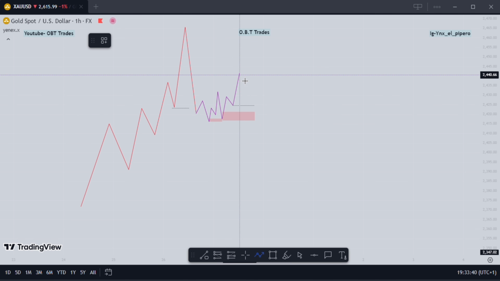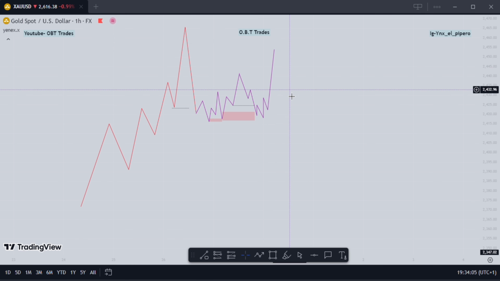model. But in this second order block, you're not going to enter directly. You're going to wait for a mini change of character. So once price reacts off this zone, you want to see it come and create this high. Once it takes out this high, you can enter when it comes back to mitigate another flow or another block or whatever is inside here, and you can buy to the upside.